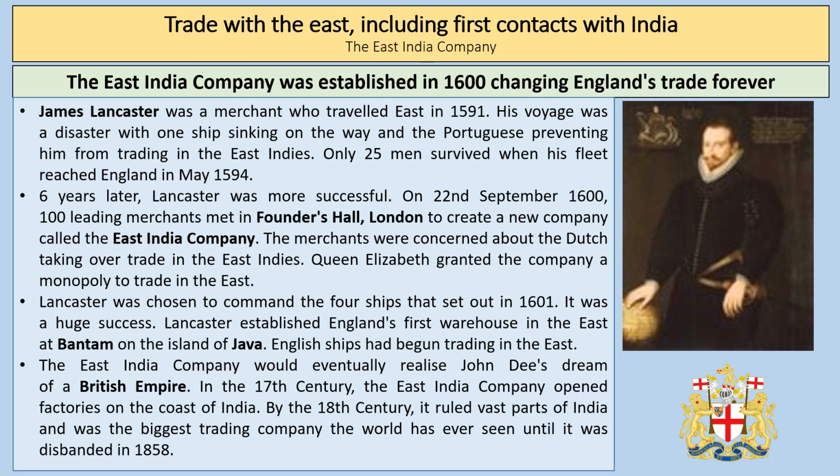The East India Company would eventually realise John Dee's dream of a British Empire. In the 17th century, the East India Company opened factories on the coast of India. By the 18th century, it ruled vast parts of India and was the biggest trading company the world has ever seen until it was disbanded in 1858.